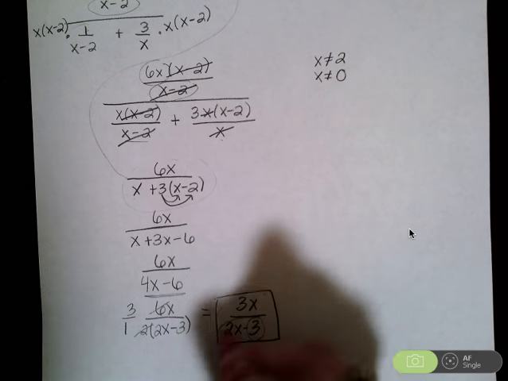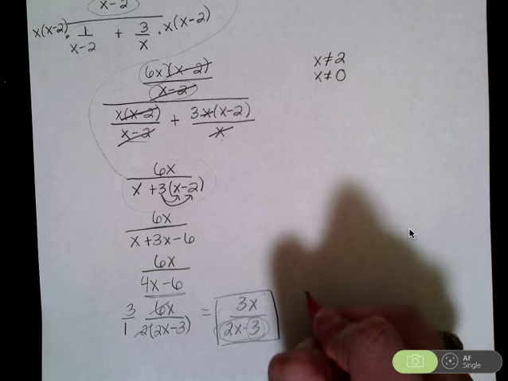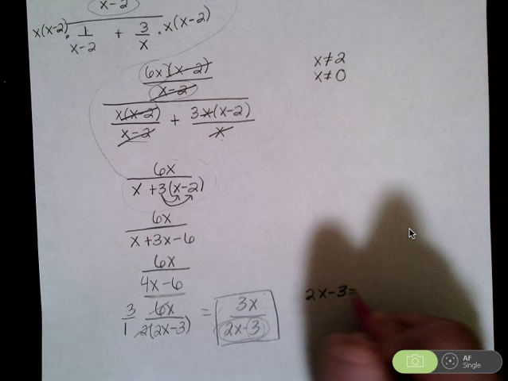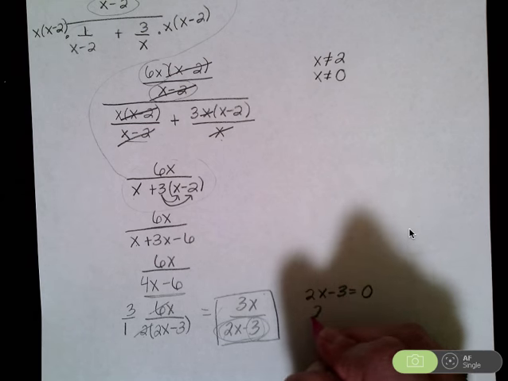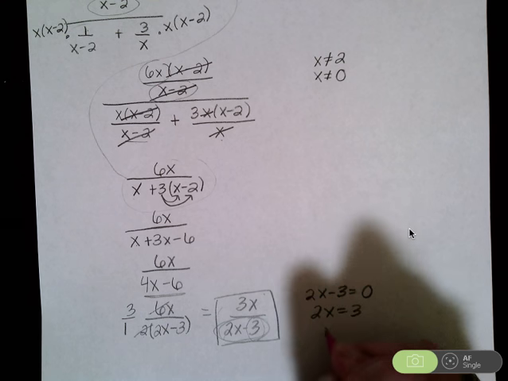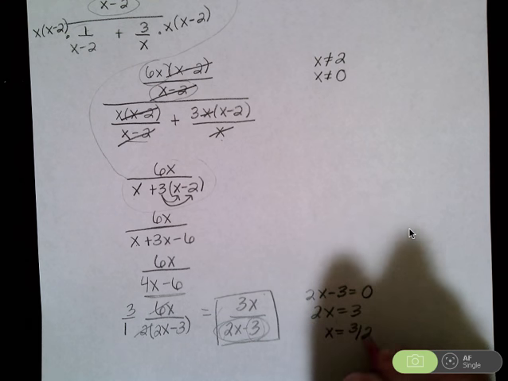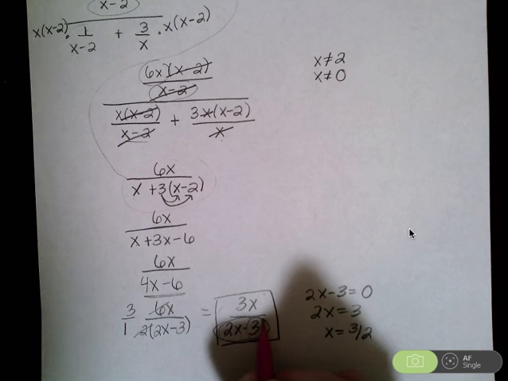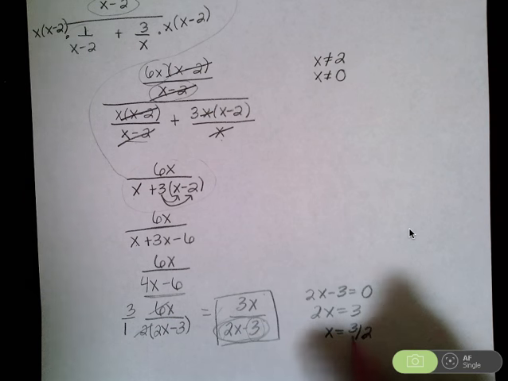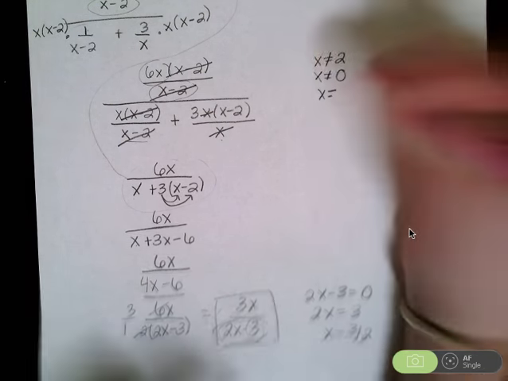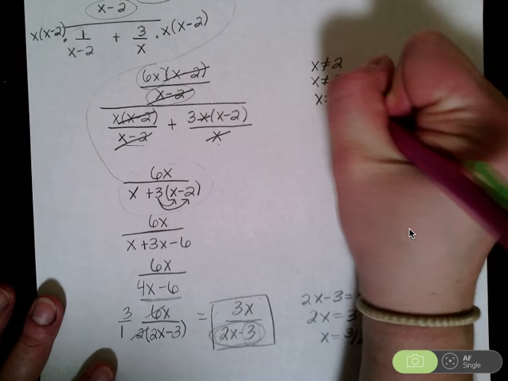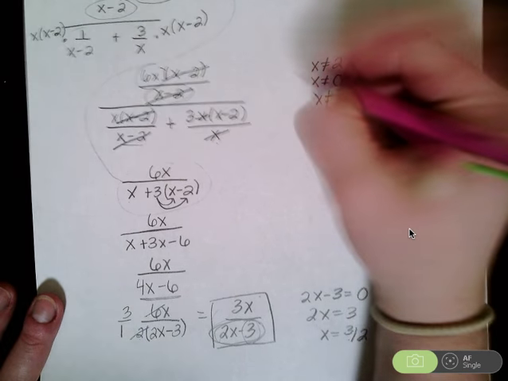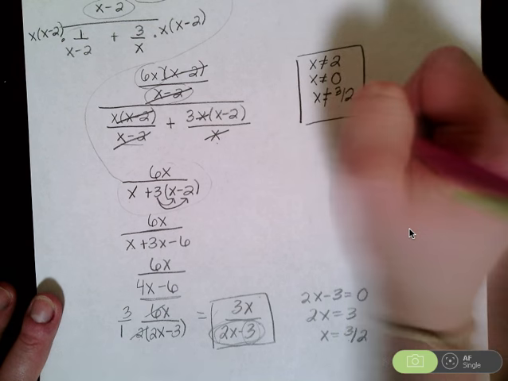However, we now need to restrict this in our domain. So we set 2x minus 3 equal to 0. Add 3, 2x equals 3, divide by 2, x equals 3 over 2. So we know this denominator is 0 when x is 3 halves. We can't have that happen, so we have to come back up here to our domain. X cannot be 3 over 2. That's bad. So there's the second part of your answer.